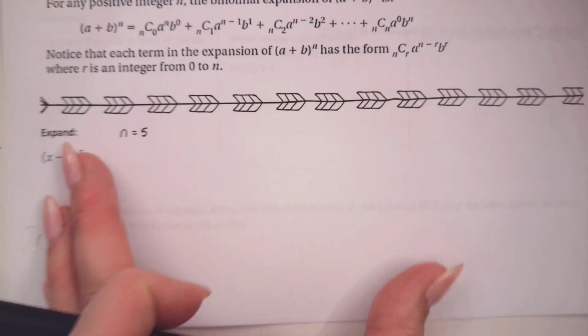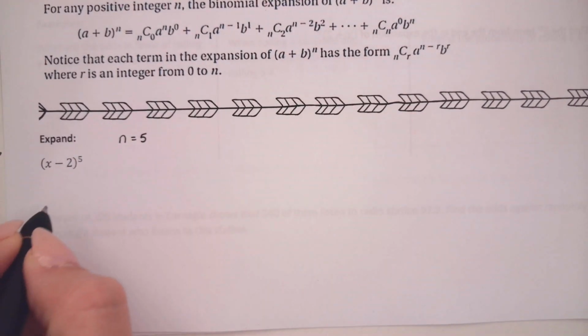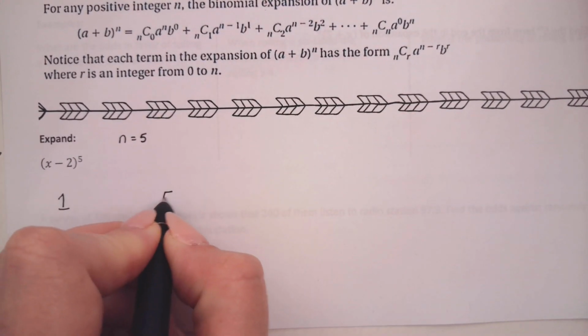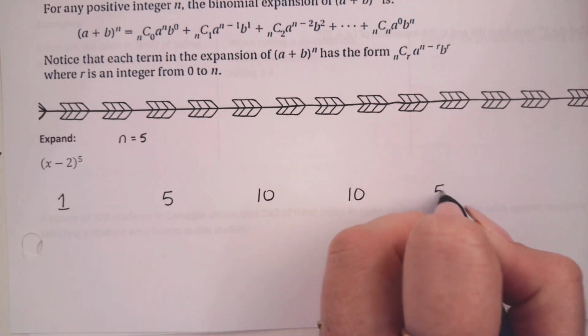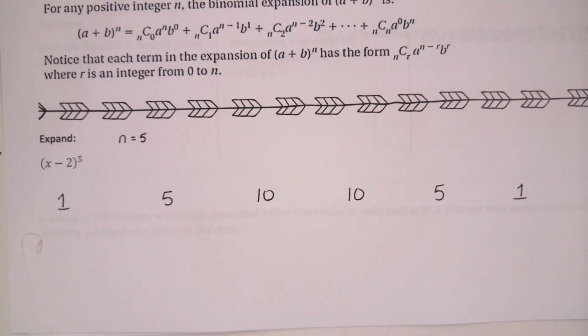So remember how we did this before? We kind of left some space in between them. So 1, 5, 10, 10, 5, 1. Is this feeling familiar? Or anyone having deja vu?